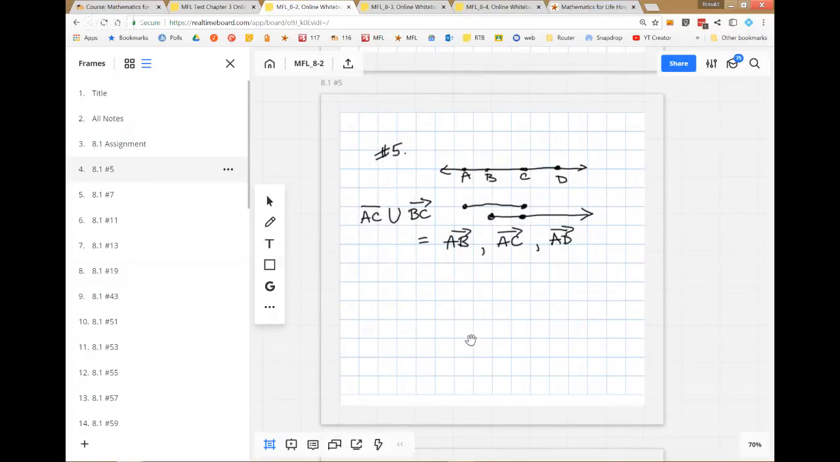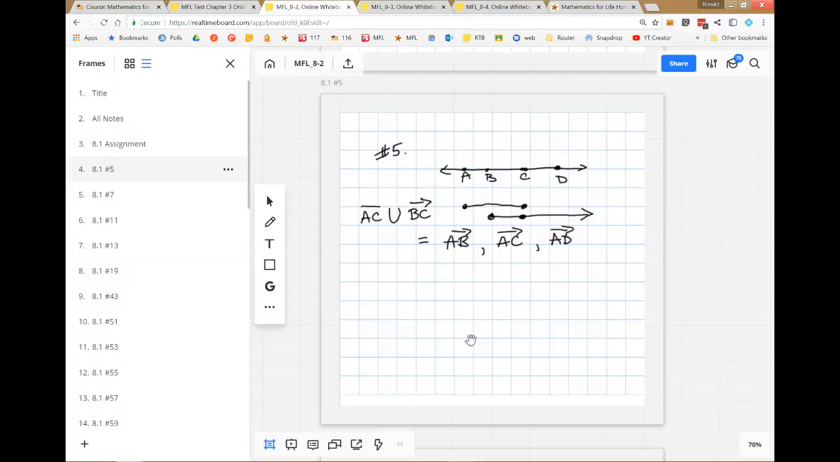5 looks like this. You got your A, B, C, D. You got your AC again. And this time you have ray BC, which means it goes forever to the right through point C. This time you're supposed to do a union. What does that mean? You squish them together, but I don't want to overlap this time.